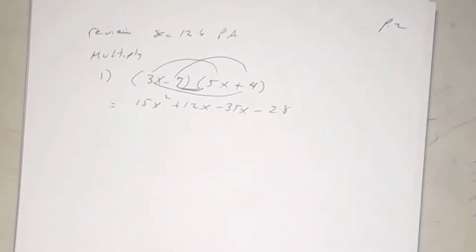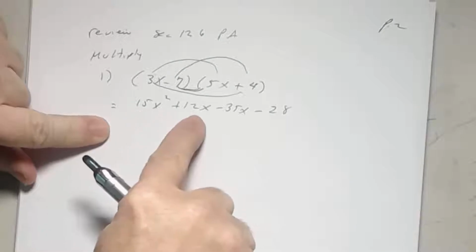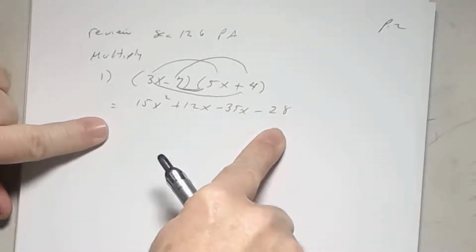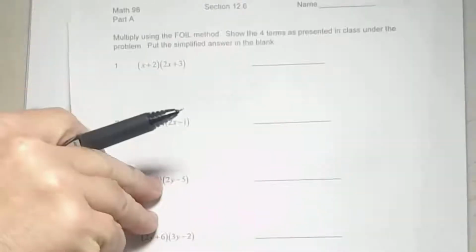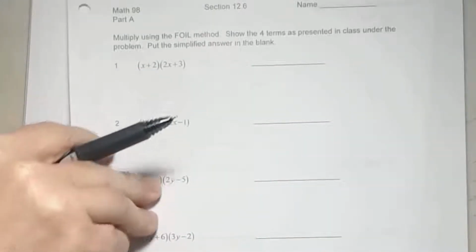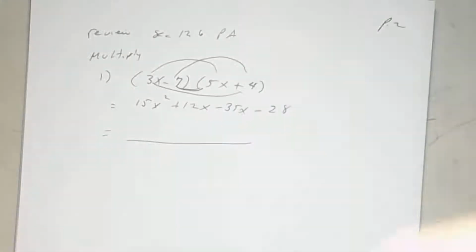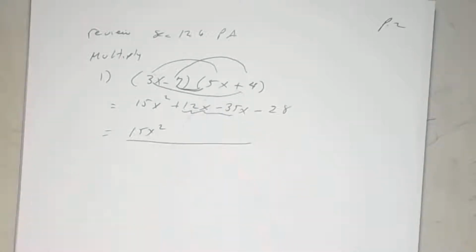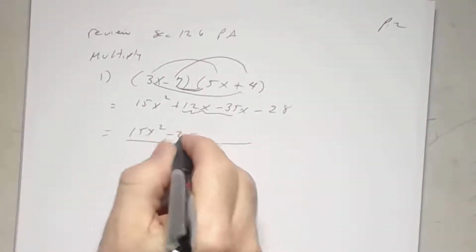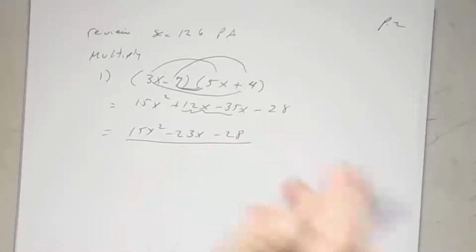So that's what I want to see. So when it says on that worksheet, show the 4 terms as presented in class, that's what I'm talking about. So first, outer, inner, last. Okay? And then the simplified answer is when you combine your like terms. It also says, okay, I was looking to see if it said put in descending order, but it didn't. So you're going to get 15x squared, and you can combine the outer and the inner. So what's a positive 12x and a negative 35x? Negative 23x, and then minus 28. Okay.